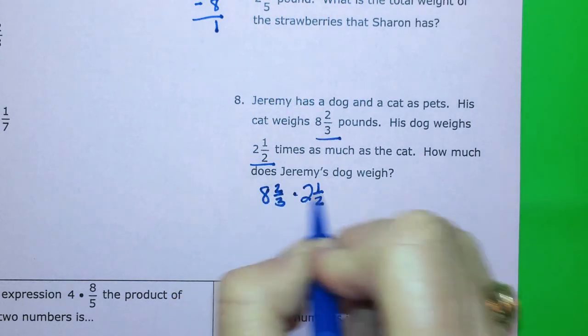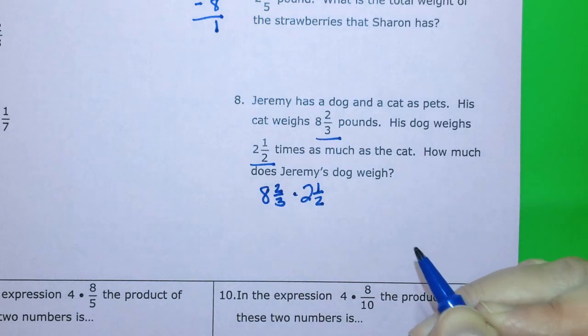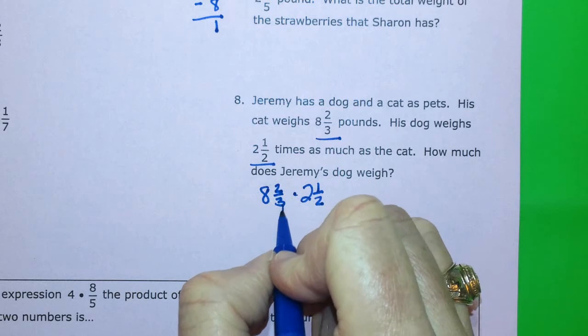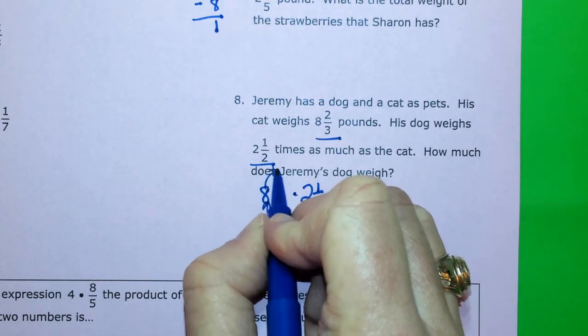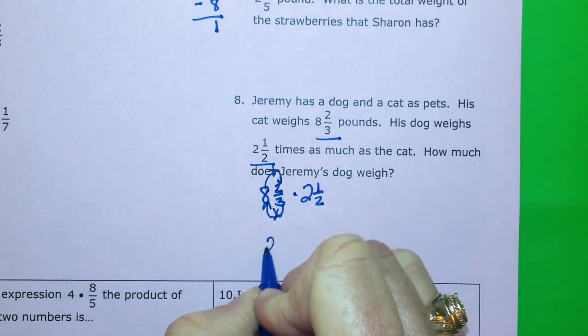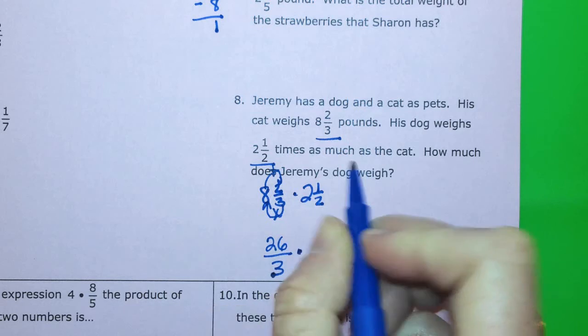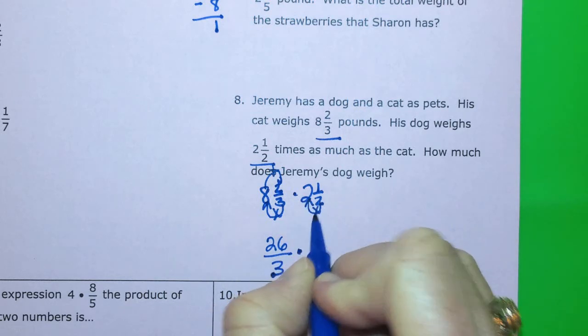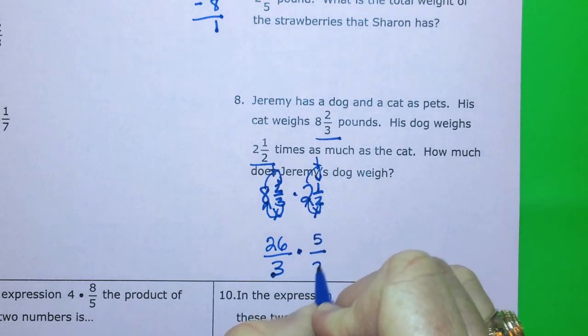But again, I have 2 mixed numbers, so I need to make sure that they're improper fractions. When I multiply, I need them to be improper. So we'll go ahead and do our Texas two-step. 8 times 3 is 24. And then if I add 2, 24, 25, and 26 over 3 times, okay, so 2 times 2 is 4, plus 1 more is 5. So this is 5 over 2.